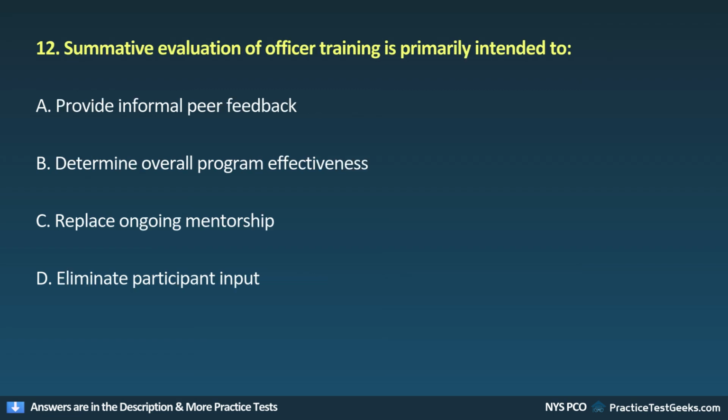12. Summative evaluation of officer training is primarily intended to: A. Provide informal peer feedback. B. Determine overall program effectiveness. C. Replace ongoing mentorship. D. Eliminate participant input.